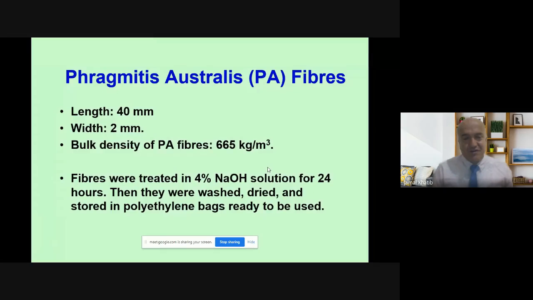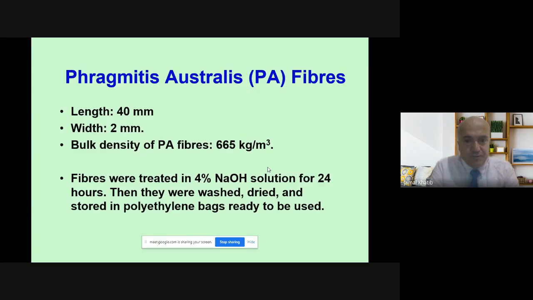Otherwise, it has to be the same mixed proportion, the same length, same aspect ratio, and so on. But nevertheless, this is the one we managed to do in our work. So the width is 2 millimeter, 40 millimeter length, bulk density of 665. And obviously, in this case, we try to treat it with NaOH solution for 24 hours. That's the simplest type of treatment. You leave it at room temperature or lab temperature.